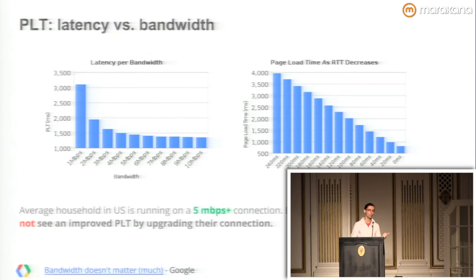And why does this matter? Well, think back to the number that we saw earlier from Akamai. On average, a consumer in the US already has over 5 megabits per second. So upgrading your connection today probably won't make the pages load any faster. That's a depressing thought. Now, let's try the same experiment, but by varying the RTT to the server.